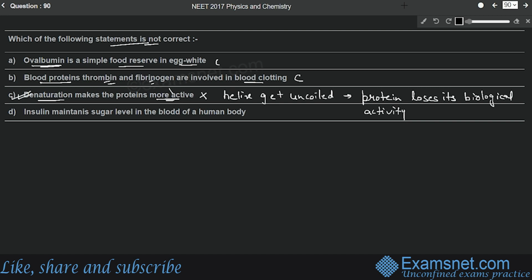But still, let's see what is option D. It is saying that insulin maintains sugar level in the blood of human body. So we know that this is a correct statement again. So the only incorrect one was option number C. So here we complete all the chemistry questions from NEET paper 2017.